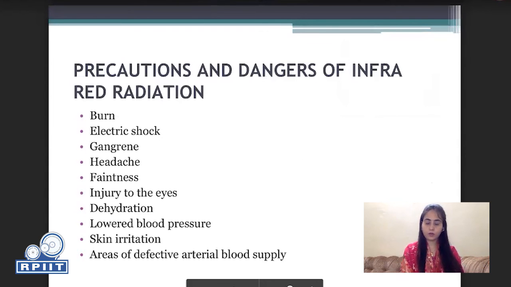Precautions and dangers of IR: burn, electric shock, gangrene, headache, faintness, injury to the eye, dehydration, lower BP, skin irritation, area of defective arterial blood supply.